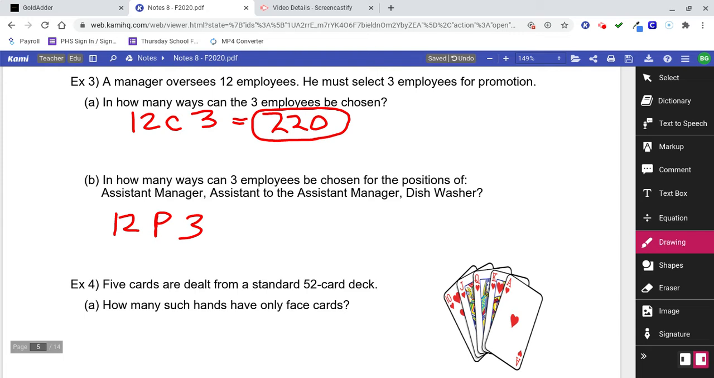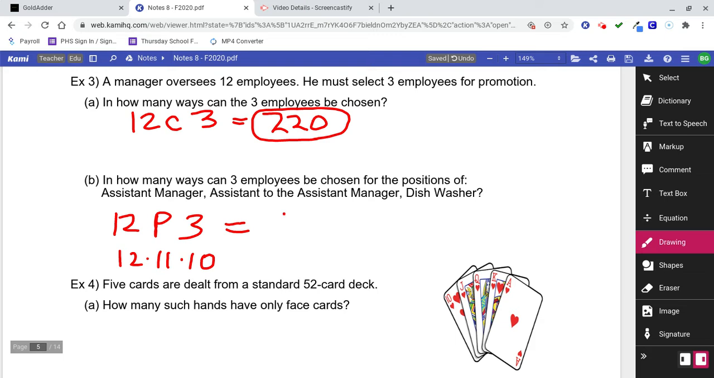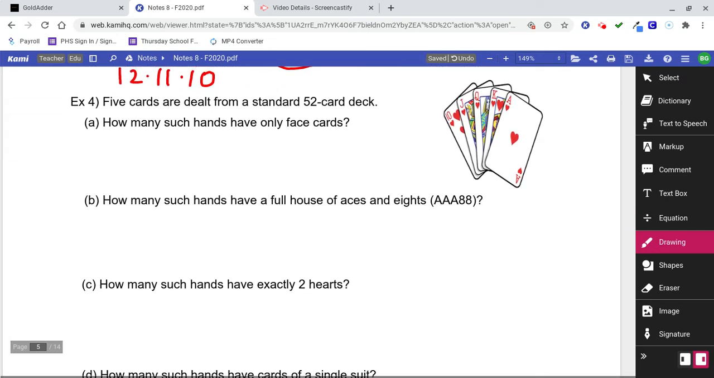Okay. Remember, a permutation is part of a factorial. That would be 12 times 11 times 10. But I think it's probably still easier just to type in 12P3. 12P3 is 1320. So pay attention to group from a larger group and whether or not order matters. That will tell you if it's a combination or a permutation.